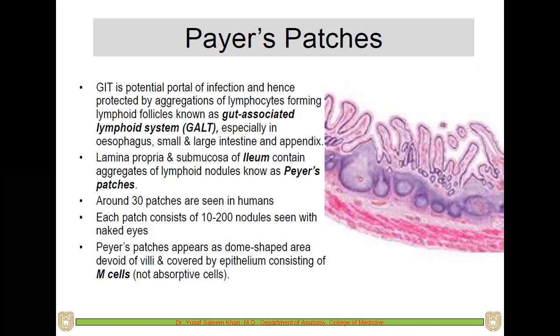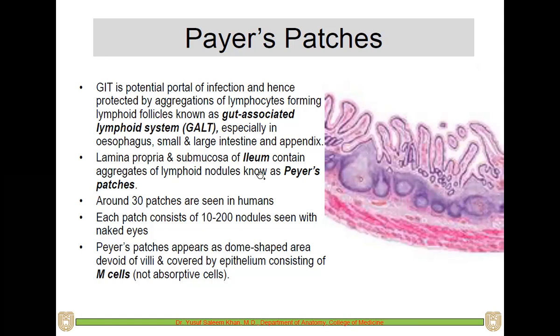especially in the esophagus, small intestine, as well as large intestine, and especially in the last part of the small intestine, that is the ileum, and the appendix, where there are huge aggregations of lymphocytes. Okay, especially in the wall of the intestine, in the lamina propria as well as the submucosa.